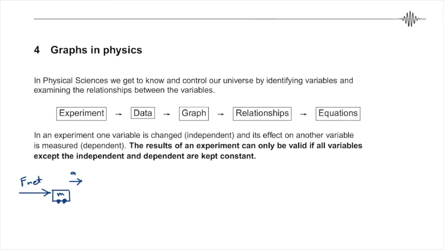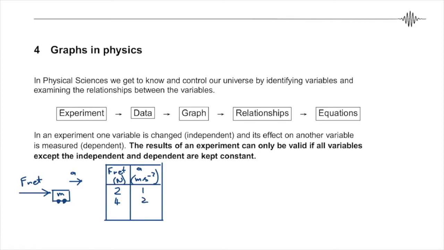Our data will be in the form of a table. Then we apply a specific net force, say for instance 2 newtons, and we measure the acceleration, say for instance 1 meter per second squared. Then we change the net force, and once again we measure the acceleration, and we change the net force, and once again we measure that acceleration. And then we use that data to draw a graph.